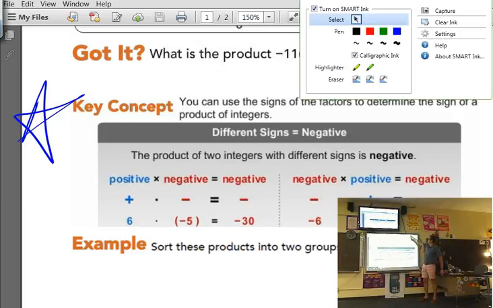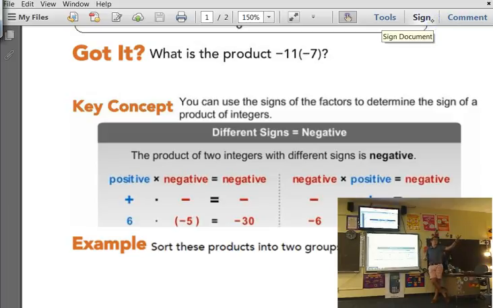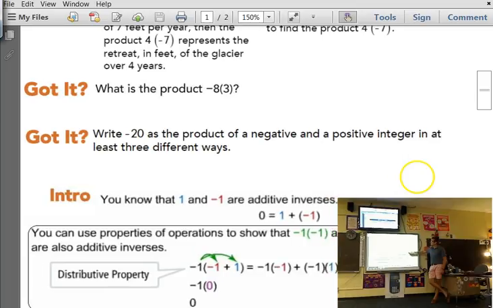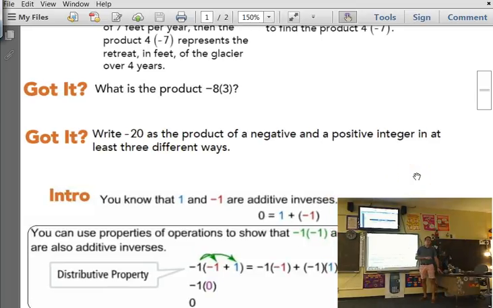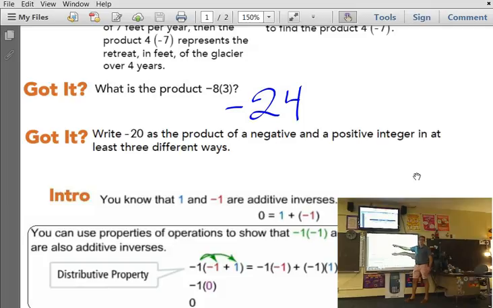Yeah, you pair 2 up, they cancel out, but then you still have 1 negative. So your problem stays negative. So, negative 8 times 3. If I do negative 8 3 times, Anish? Negative 24. I have 1 negative, so it stays negative.